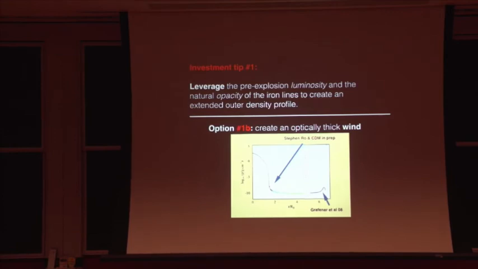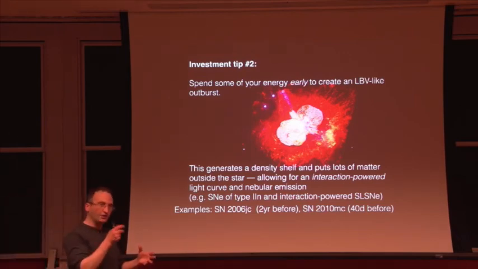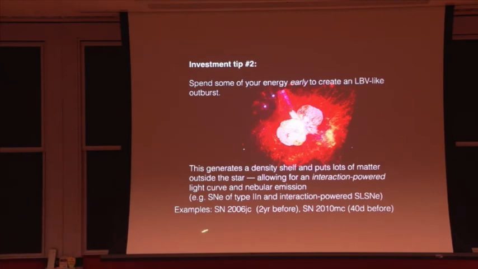They're a few thousand kilometers per second, so the escape speed from the star is over 1,000 kilometers per second. A second way of gleaning a bit more mileage out of your stellar profile in these spherical models is to invest a little bit of your energy before the main explosion in a precursor event. Precursor events have been seen in supernova 2006jc, 2 years before the explosion, and in a couple other cases, in this case 40 days before the explosion.